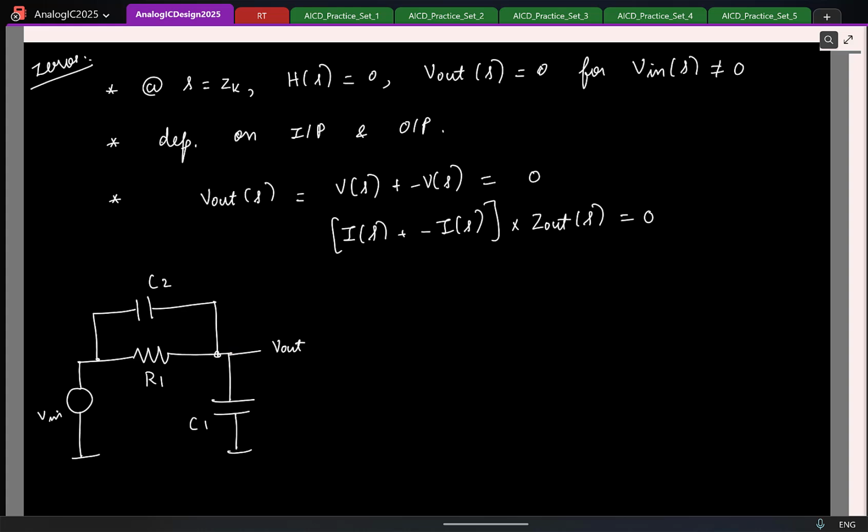What are the currents? Where are the currents flowing? One through the resistor, one through the capacitor. So from the input to the output, I have two different currents getting added, and those two currents will have different dependence on the complex frequency s, because one is a capacitor current, one is a resistor current. So at some complex frequency, this can add up to 0. So we'll have one 0 here.